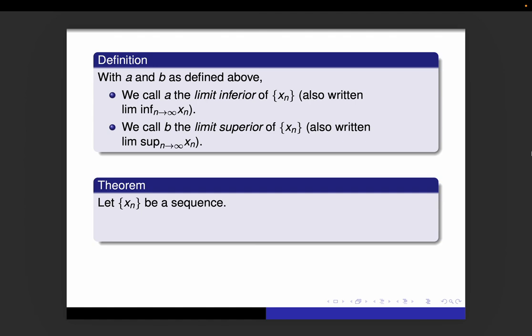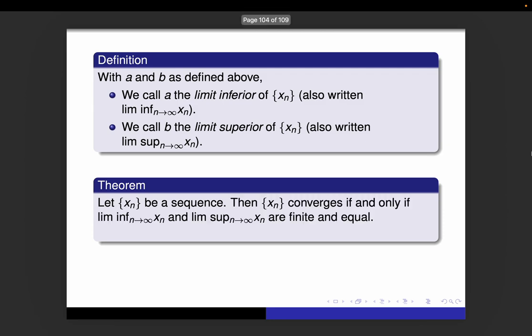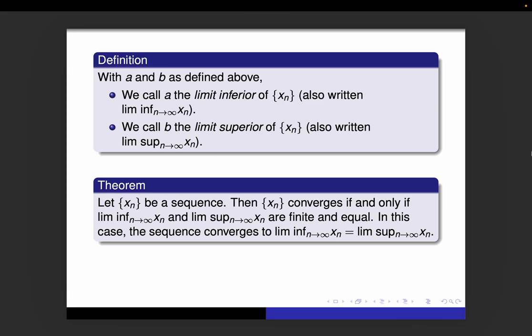So here's a theorem that we're going to be working on in the in-class activities. Let xn be a sequence, then xn converges if and only if the lim inf of xn and the lim sup of xn are finite and equal. And in that case, the sequence converges to the lim inf and the lim sup. Shouldn't be too much of a surprise because that's kind of what we proved when we were doing our Cauchy sequences, right?